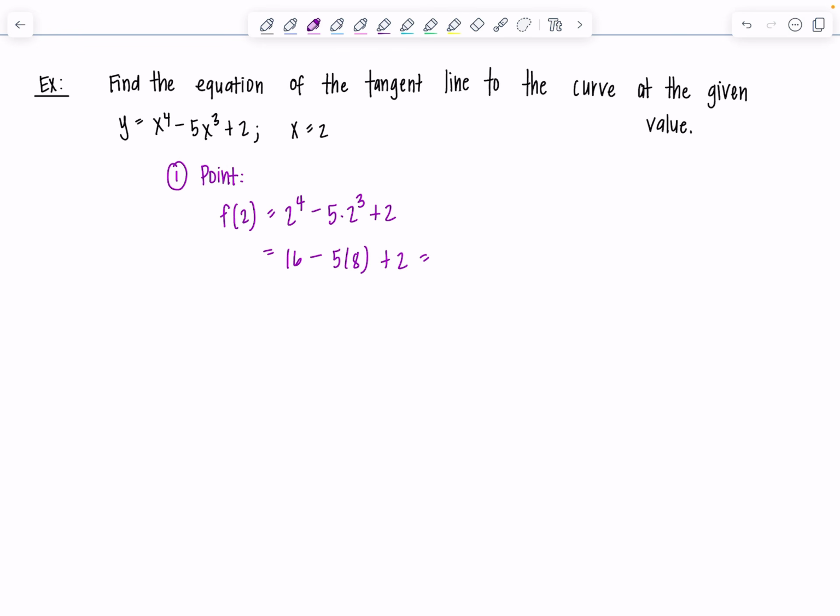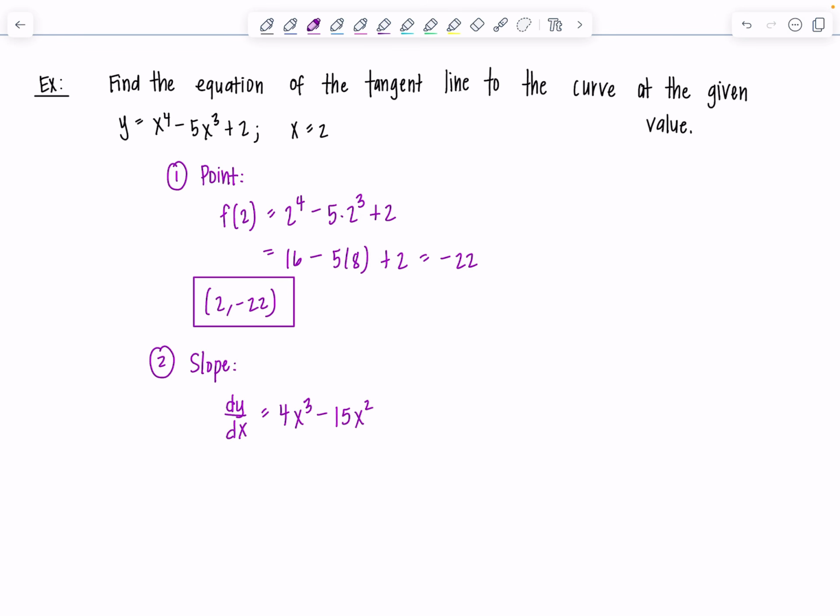16 minus 40 plus 2, that's negative 22. So the point is at (2, -22), okay. And then the next thing I need is the slope. So how do I get the slope of the tangent line? I take a derivative, and that's 4x cubed minus 15x squared plus 0.